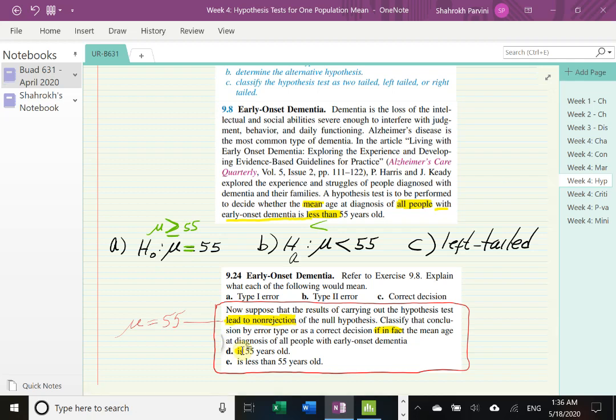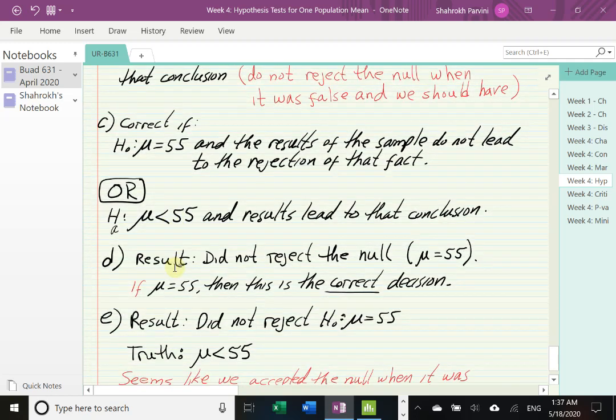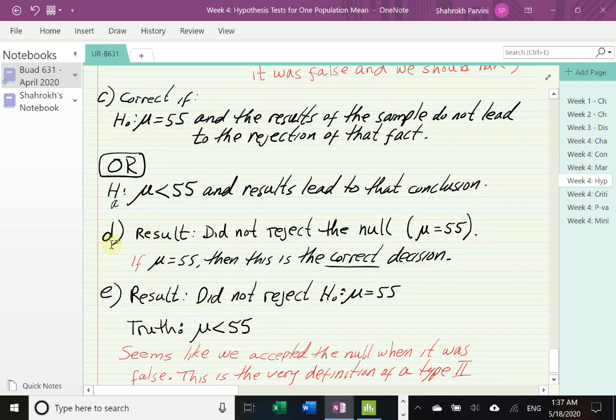Look at part E. The result of the sample came out, says mu is 55. But it's indeed less than 55, which means the alternative should have actually prevailed, and it didn't. So it looks like we accepted a null when in fact it was false, huh? Accepting a false null is a type 2 error. And there you have it.